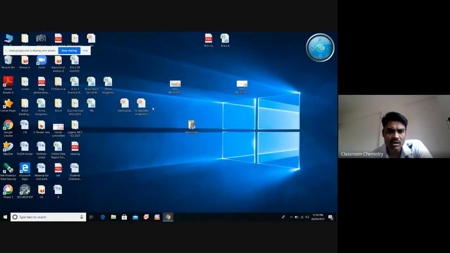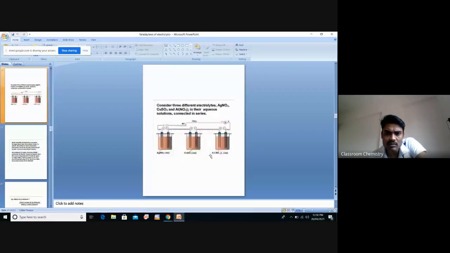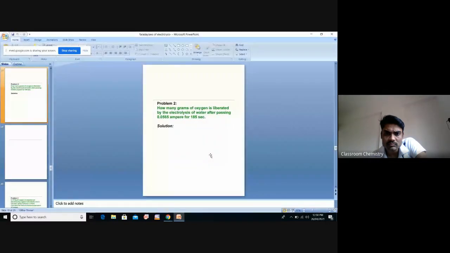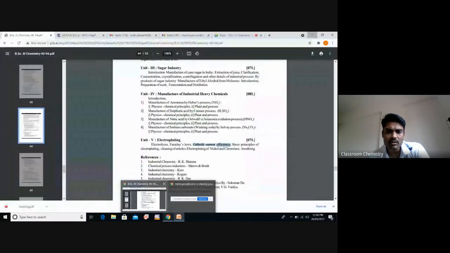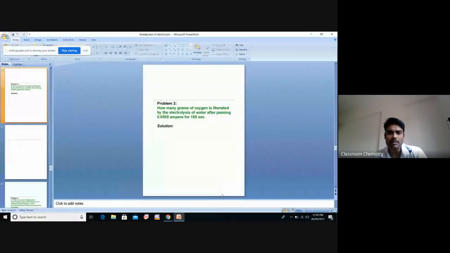Then we try to solve the example. I think the screen is visible to all of you. Solve this example, then we go to the next slide. Everyone has to solve this example. Is the example visible to everyone now? How many grams of oxygen is liberated by electrolysis of water after passing current? This is the example. Solve quickly, I want the final answer. Try to solve this example.